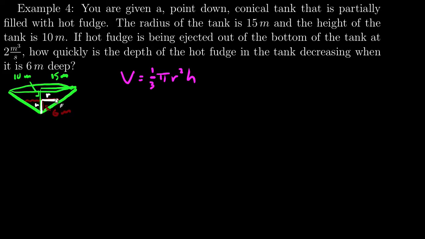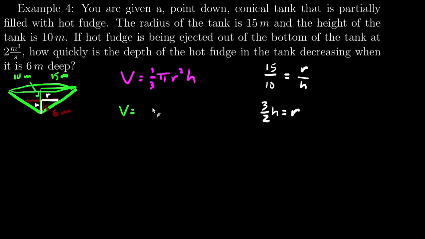And I know that I have similar right triangles, so the radius of the tank, 15, divided by the height of the tank, 10, is going to equal the radius of the hot fudge divided by the height of the hot fudge. I want to get this all in terms of h, so I will solve this for r, because I want to know about the depth of the hot fudge. So 15 over 10 reduces to 3 over 2. I'm going to multiply both sides by h. And so what I can do with this is now rewrite this in terms of h only.